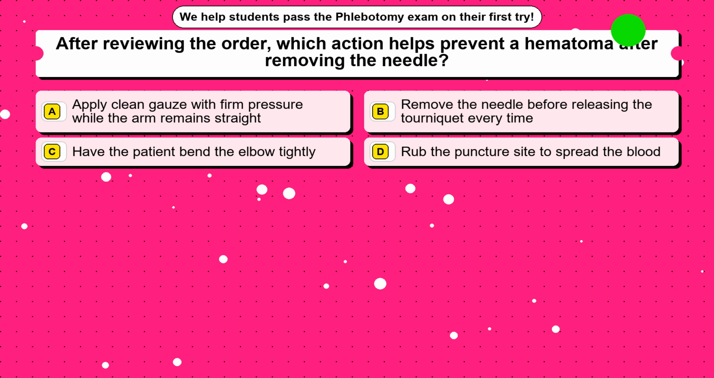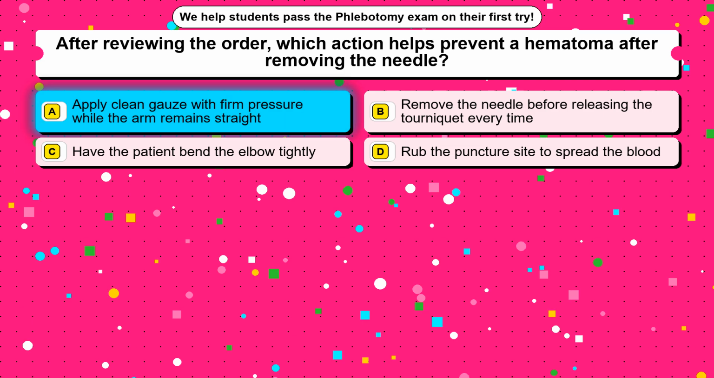Question 50. After reviewing the order, which action helps prevent a hematoma after removing the needle? Option A. Apply clean gauze with firm pressure while the arm remains straight. Option B. Remove the needle before releasing the tourniquet every time. Option C. Have the patient bend the elbow tightly. Option D. Rub the puncture site to spread the blood.